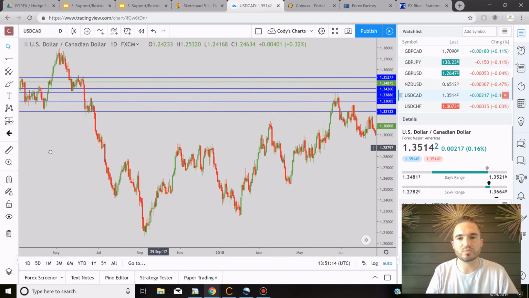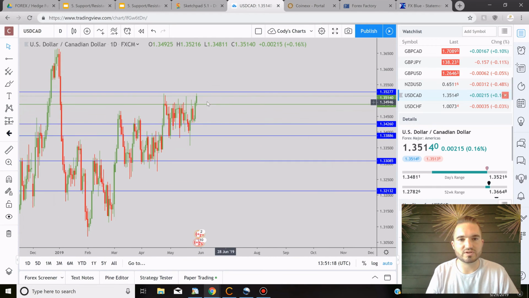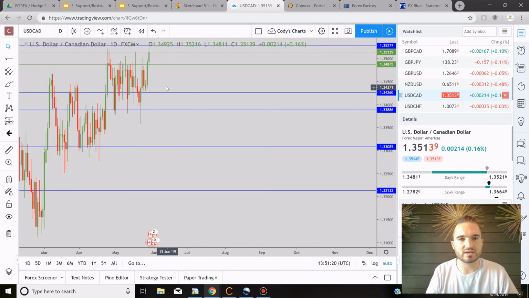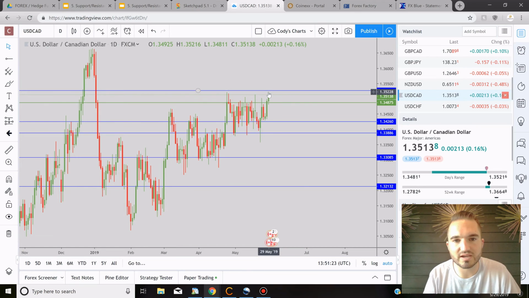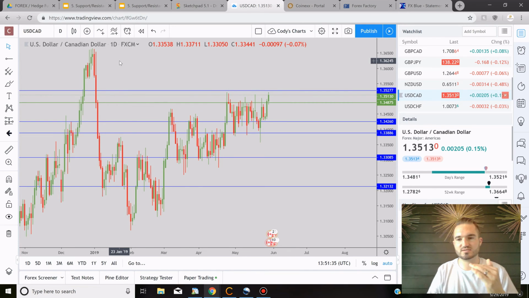So now if I go all the way to where we're at today, right now it's getting close to breaking that line. It's wanting to break this line. But I'm not going to place any buys until I feel like it has broken the line, comes down and tests it again, and goes back up. So yeah, I hope that makes sense.